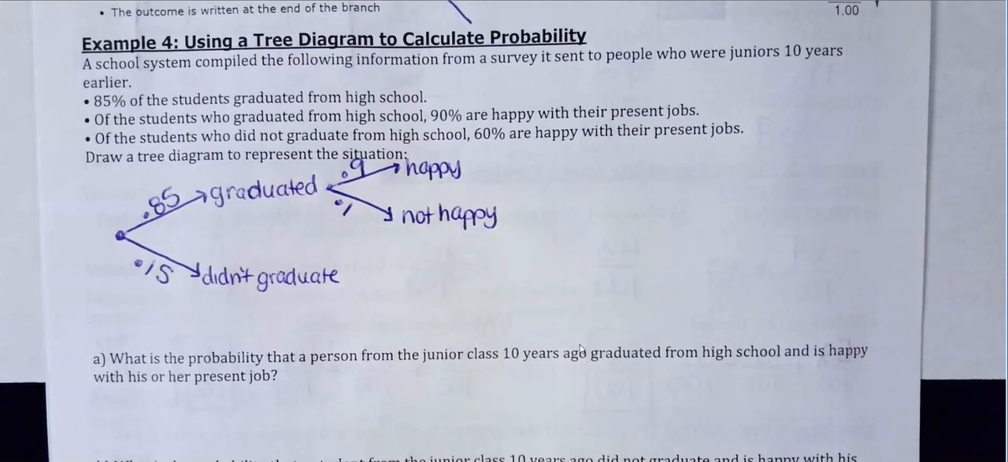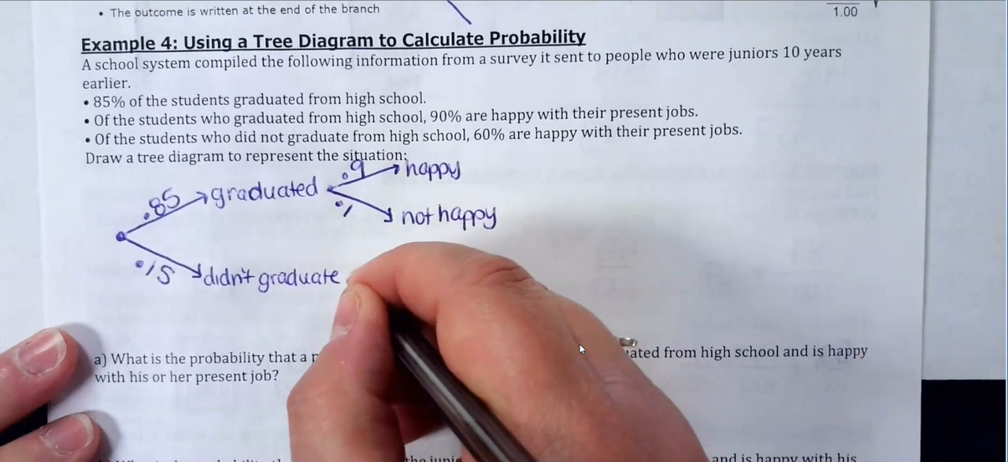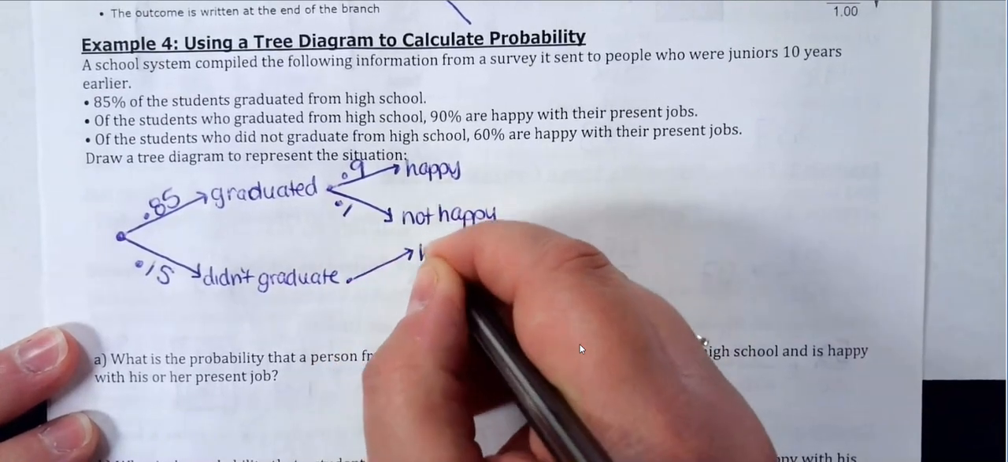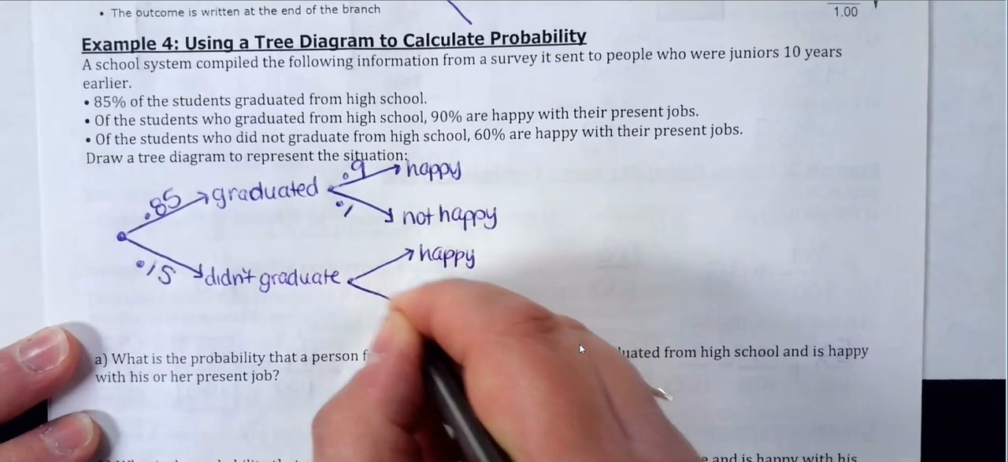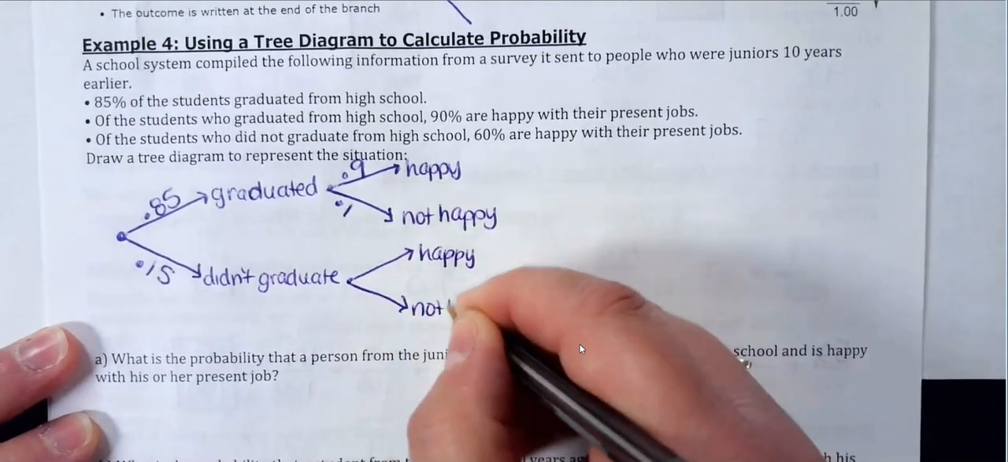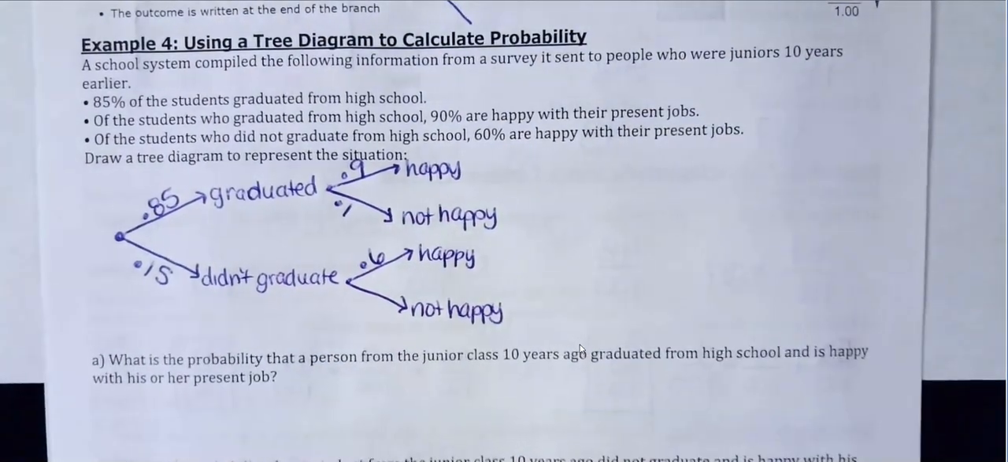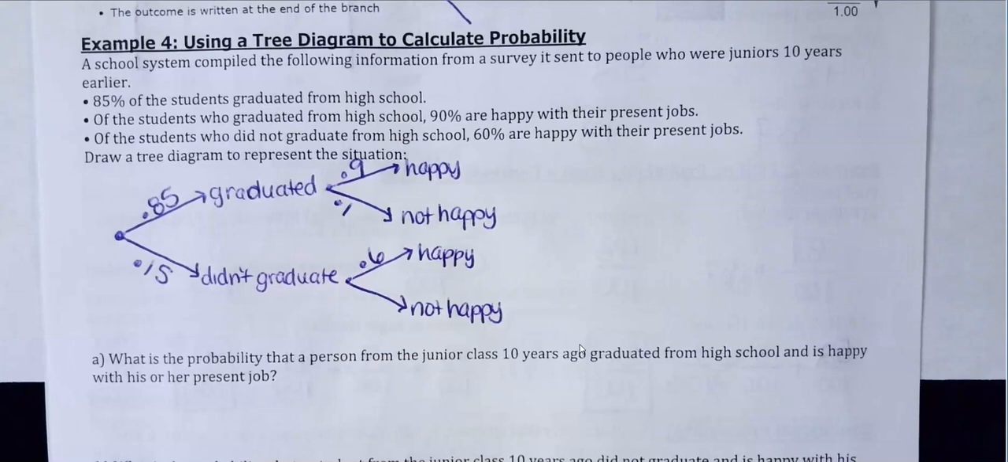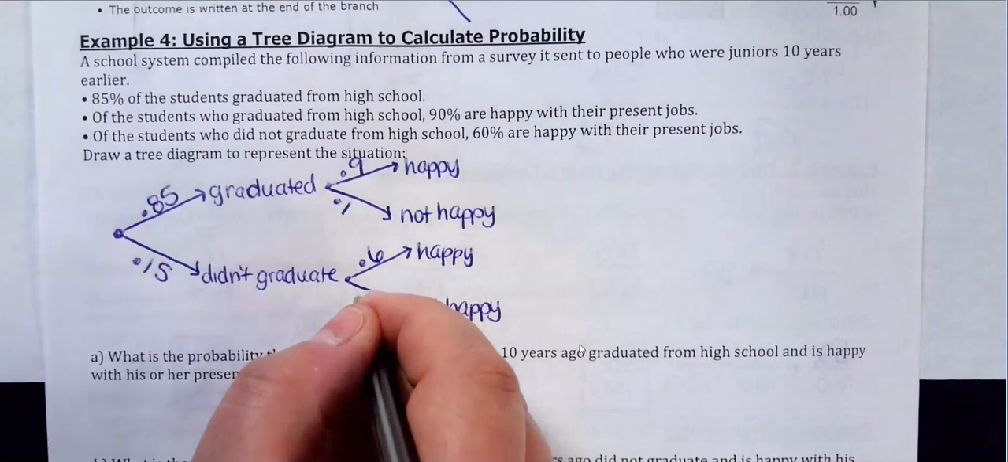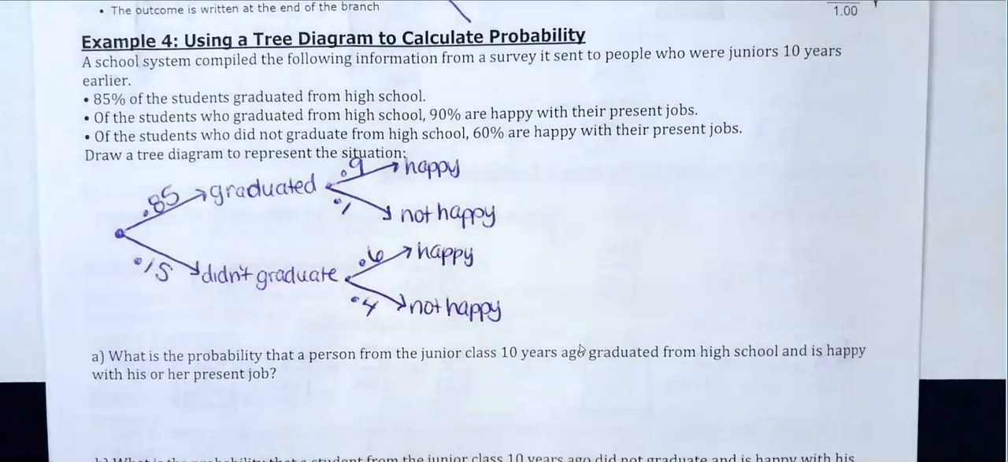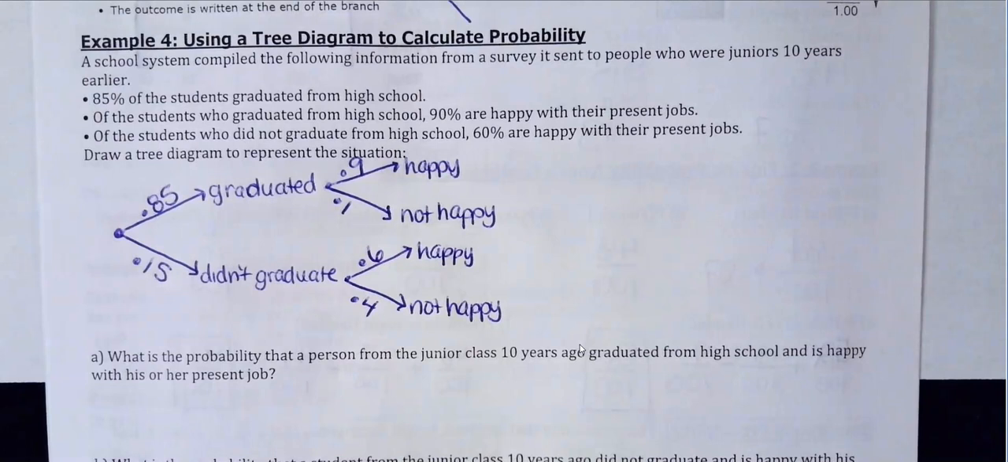Then the next bullet point says of the students who didn't graduate, so that's the other branch coming off the first part we made there. Let's see, 60% are happy with their current job. So from here, happy with their job, and then not happy with their job. 60% are happy, so I'm going to put a 0.6. What would you put on the branch for the people that aren't happy with their job? 0.4. It has to add up to 1. The 2 branches that go to the same vertex, if you will, have to add up to 1. Okay, so there's our beautiful tree diagram.